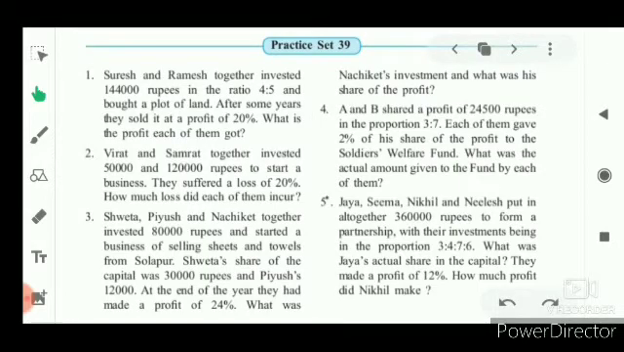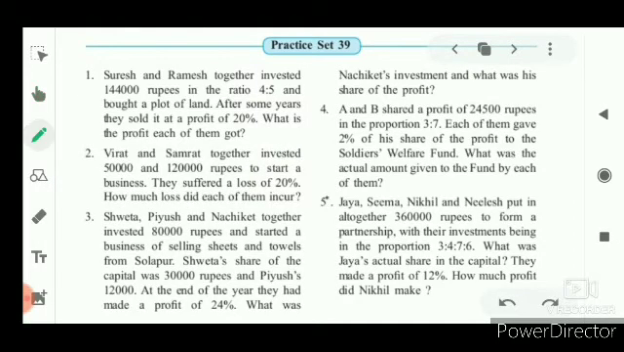Virat and Samrat together invested 50,000 and 1,20,000 rupees to start a business. They suffered a loss of 20%. How much loss did each of them incur? Okay, Virat and Samrat are the two men who have invested 50,000 and 1,20,000. Virat has invested 50,000 and Samrat has invested 1,20,000 rupees. They suffered a loss of 20%. So we have to find out how much loss each of them incurred, how much loss Virat incurred and how much loss Samrat incurred. So this problem is same as this problem.